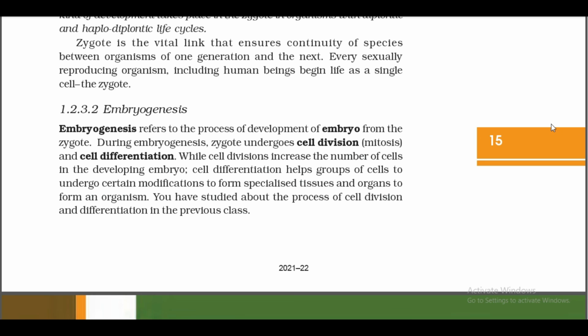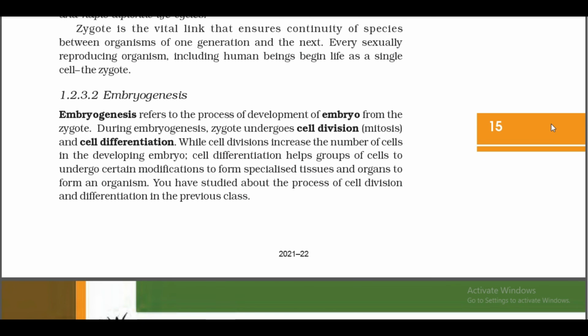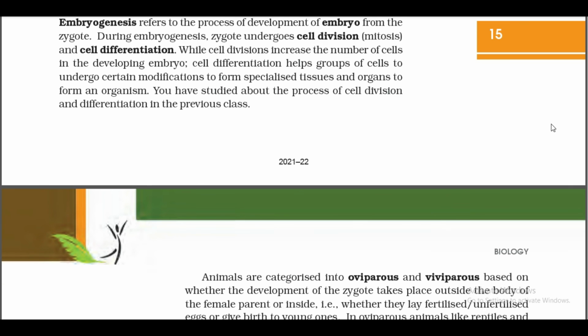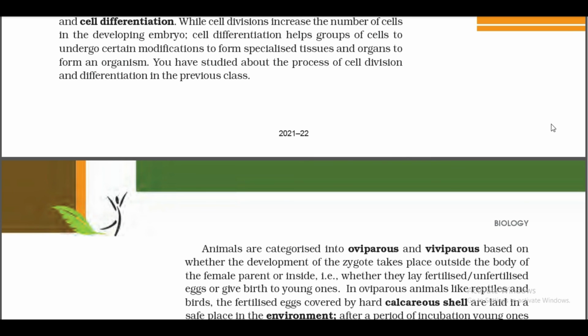1.2.3.2 Embryogenesis. Embryogenesis refers to the process of development of embryo from the zygote. During embryogenesis, zygote undergoes cell division, mitosis, and cell differentiation. While cell divisions increase the number of cells in the developing embryo, cell differentiation helps groups of cells to undergo certain modification to form specialized tissues and organs to form an organism. You have studied the process of cell division and differentiation in the previous classes.